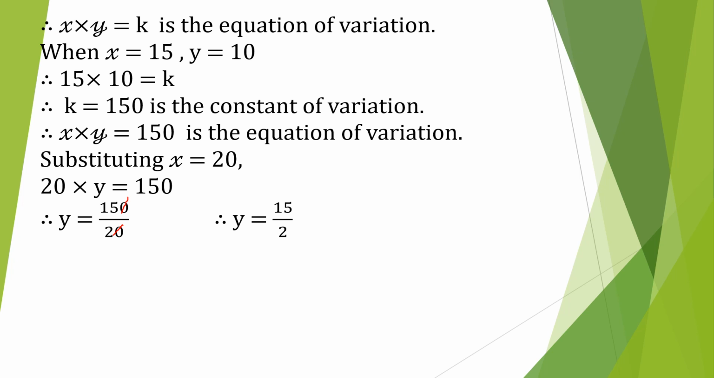Now you can divide easily. So you know 2 ones are 2, 2 sevens are 14. So 7s are 14. 1 remains. So we'll put a decimal point. So it will become 10. So 2 5s are 10. So you get 7.5 as the answer. So therefore y equal to 7.5.